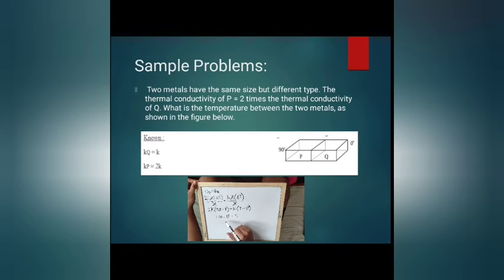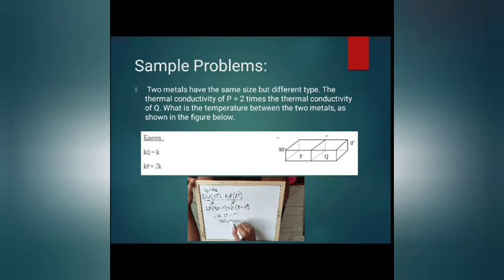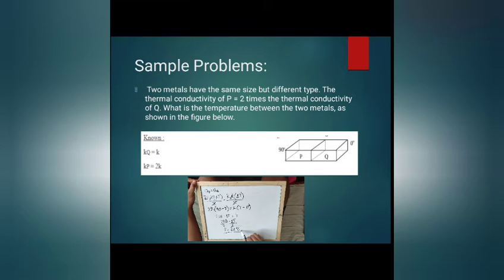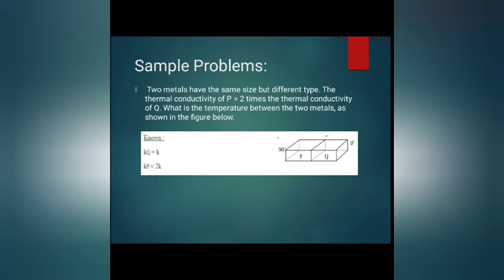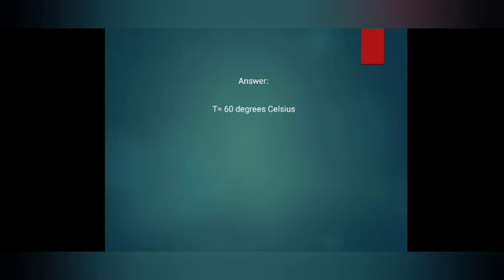So we transpose. We get 180 is equal to 2T becomes positive, so it becomes 3T. Divide both sides by 3, and we get T is equal to 60 degrees Celsius. To check for the correct answer, we got the correct answer.